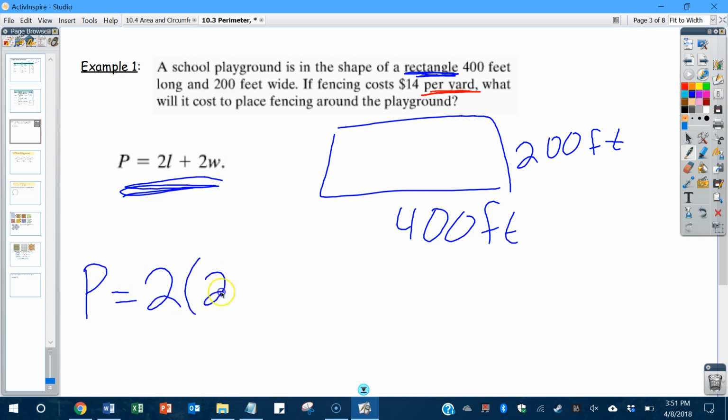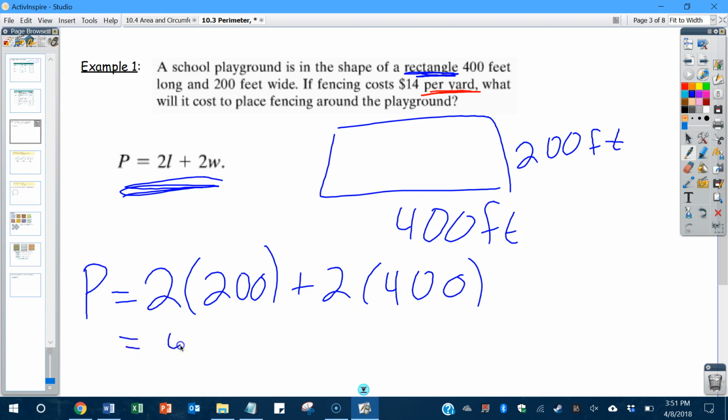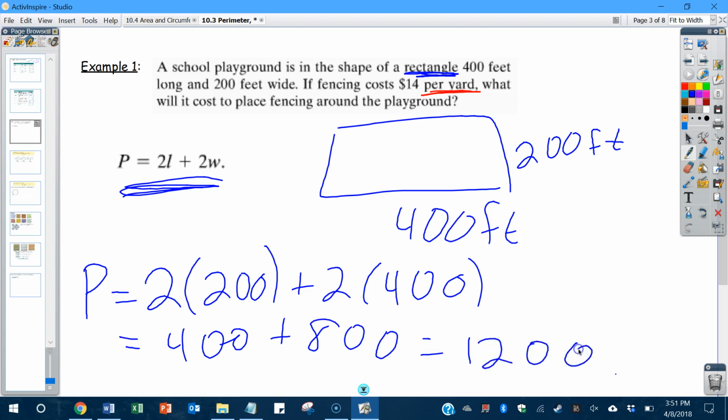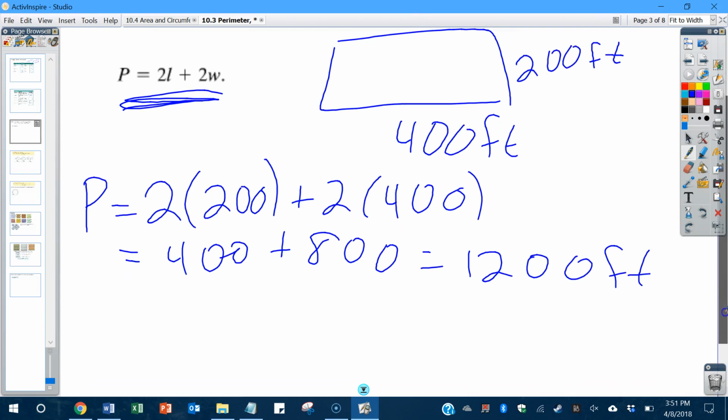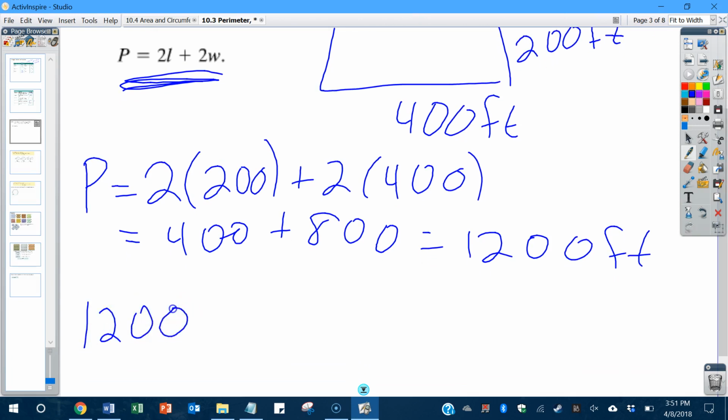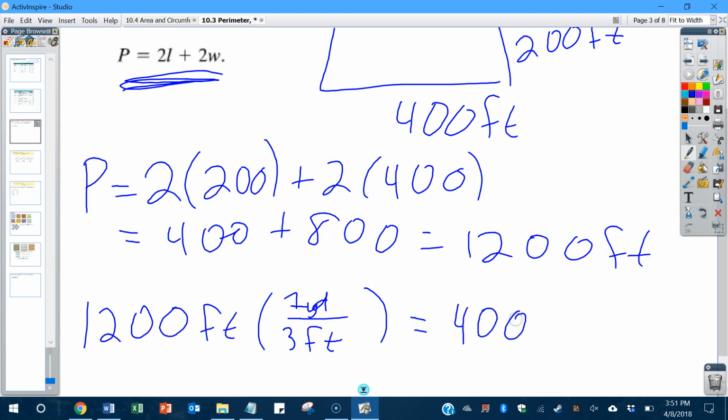Perimeter is 2 times the length plus 2 times the width, which is equal to 400 plus 800, which is 1,200 feet. I'm just adding up a bunch of feet, so my units are still in feet. But I'm looking at $14 per yard. So let's go ahead and change this to yards. So 1,200 feet, and for every 3 feet, we have 1 yard. So I'm going to do 1,200 divided by 3 to get 400 yards. And that's the perimeter of my playground.